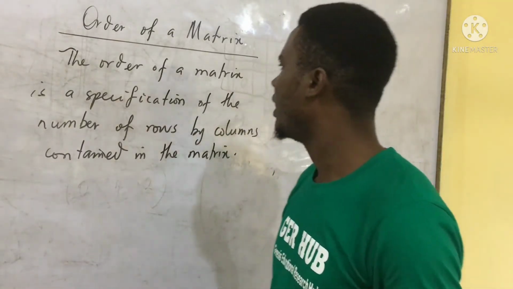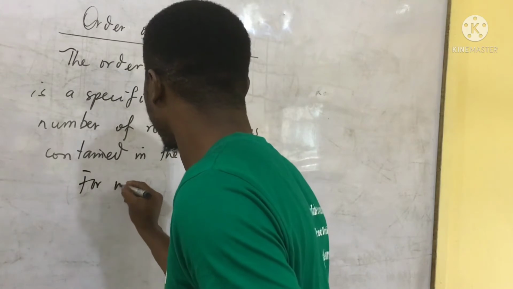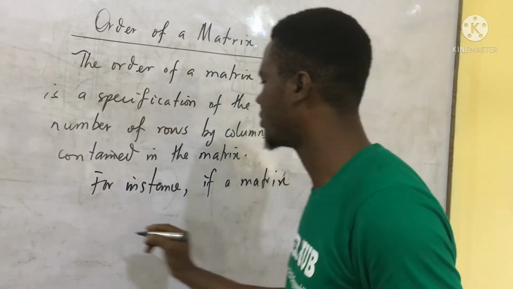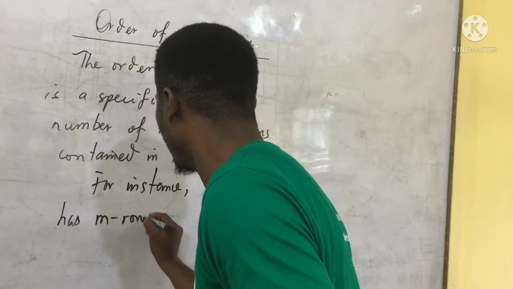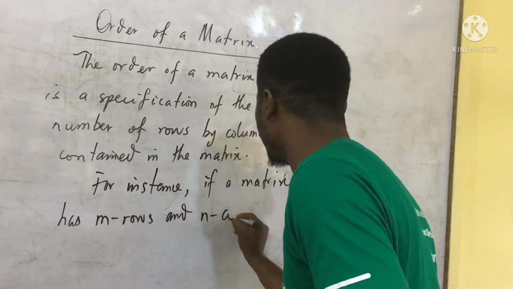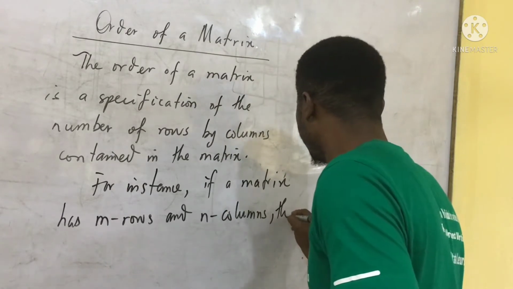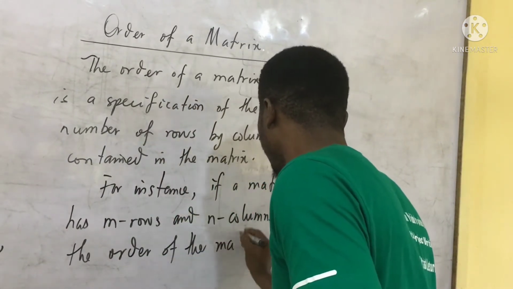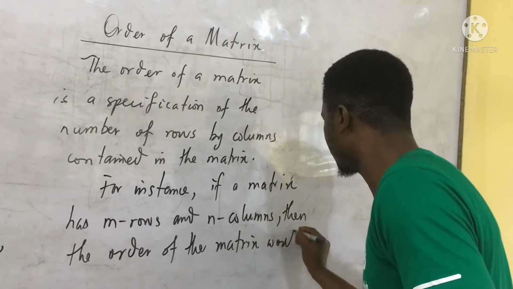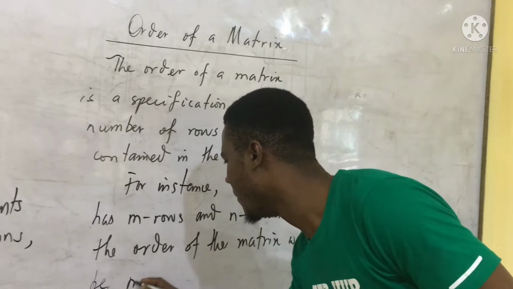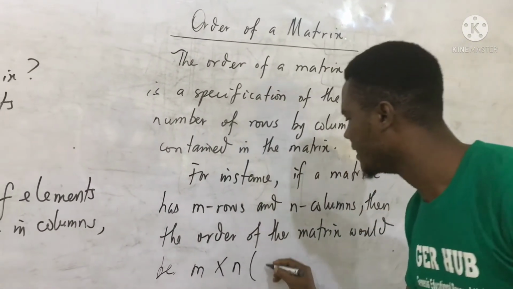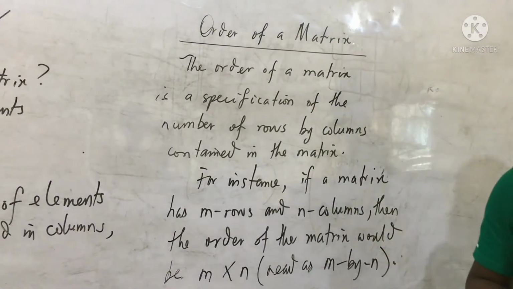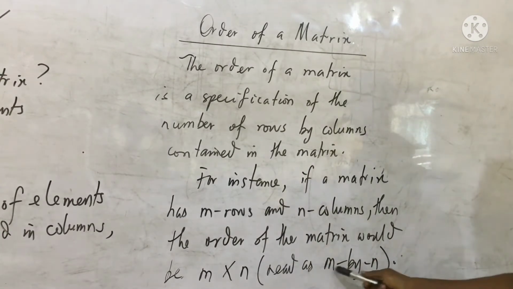So if a matrix has, for instance, m number of rows and n columns, then the order of the matrix will be m by n, and this is read as m by n, okay? So we use the multiplication sign to represent this word by.